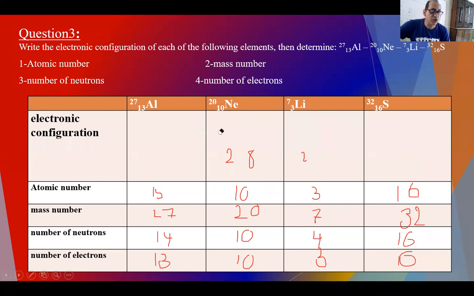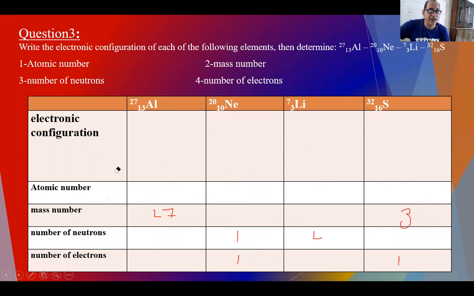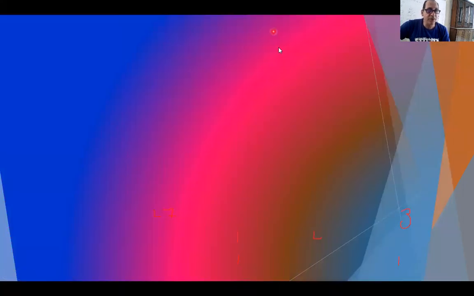I think there is no problem at all here in dealing with electronic configurations with the number of electrons and protons inside the nucleus. Another type of question.